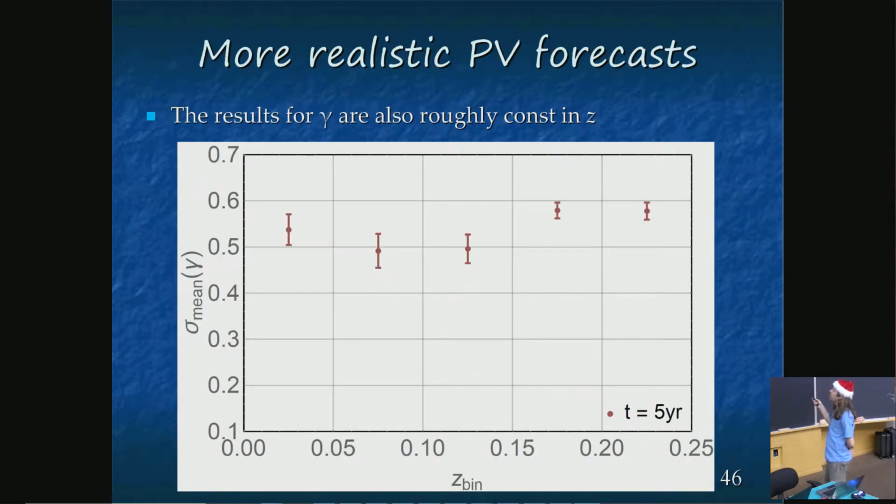And you can also do the same in gamma. So in gamma, you also see this kind of constant in redshift. So you still have information, again, at 0.25. The peak of the information is here, at 0.10, 0.15. But there's still information at 0.25 and beyond.